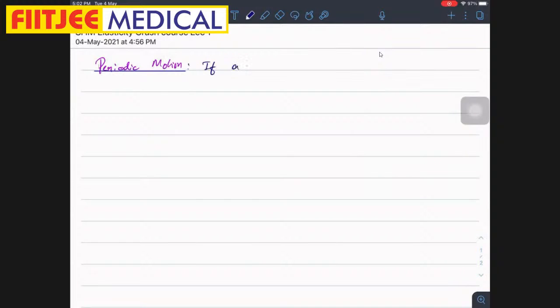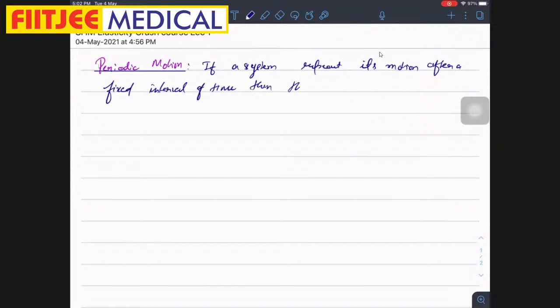So if a system repeats its motion after a fixed interval of time, then the motion is called periodic motion. Like you can say the motion of Earth around the sun. So what is the basic criteria here? The motion should be repeated after a fixed interval of time. That is called periodic motion.